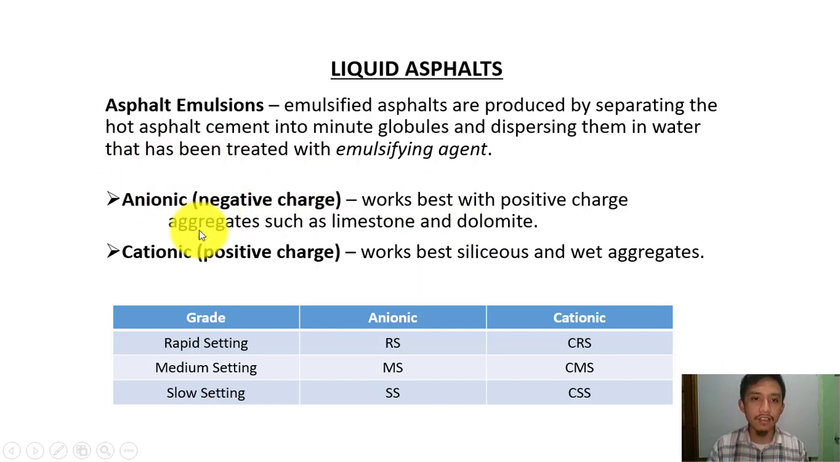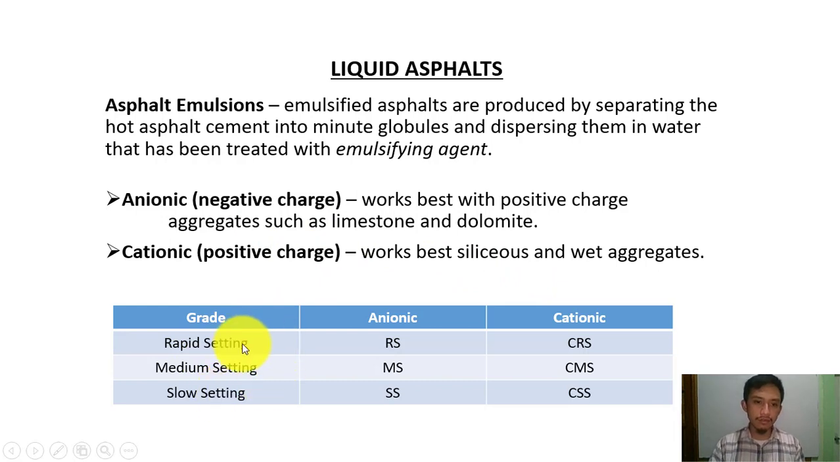These are positively charged aggregates which will work best with anionic, which is a negatively charged emulsified asphalt. And we have here the cationic, that is the positive, so it will work best on the opposite charge, which is negative. That will be our siliceous aggregates, which contain silica, and at the same time wet aggregates. Those are negatively charged aggregates, so they will work best with a positively charged emulsified asphalt.